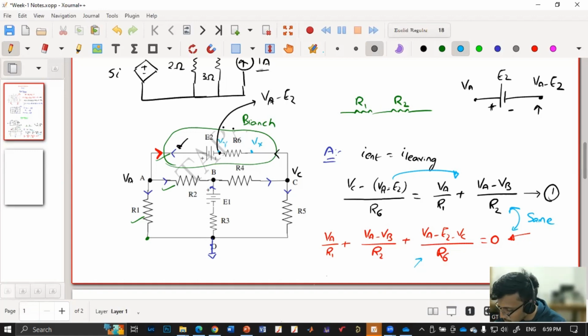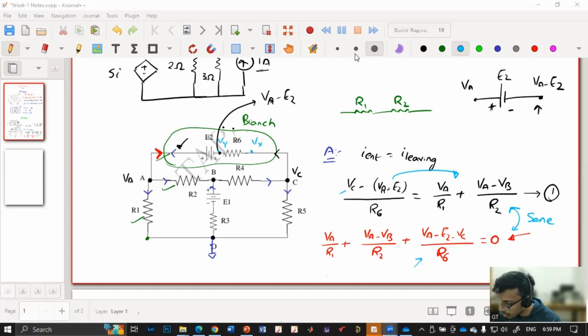I don't know about E2, I don't know about VA, I don't know about VC. I have assumed that current is flowing from right side to left side, which means my Vx is at a higher potential compared to Vy, and Vx is Vc and Vy is Va minus E2. Now, if you ask me whether Va minus E2 is positive or negative, that I don't know, because I neither know about E2 nor know about Va, but the expression is Va minus E2. So we have to follow the convention according to the assumption of our current directions.